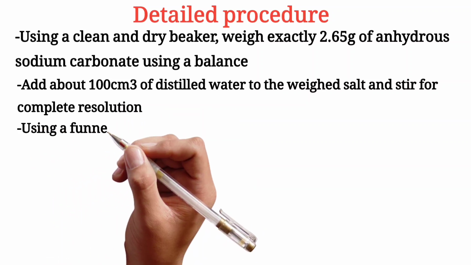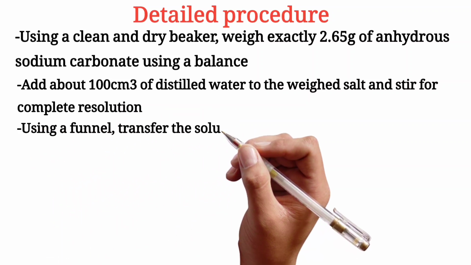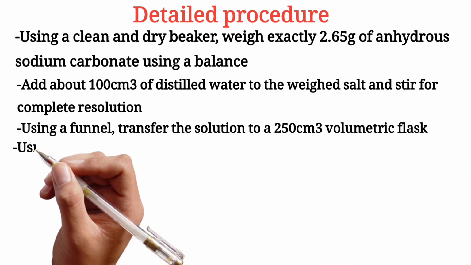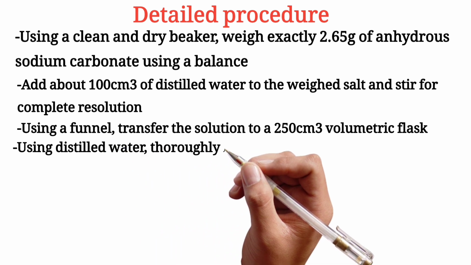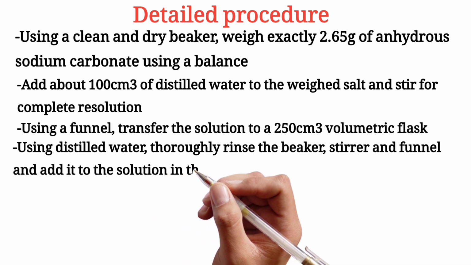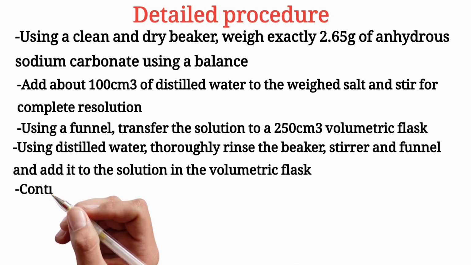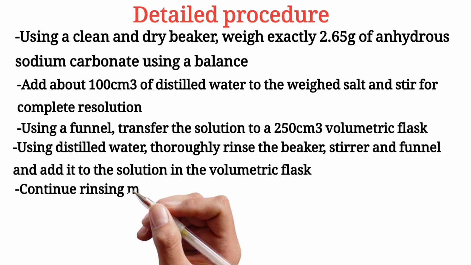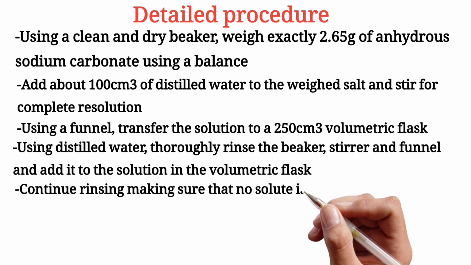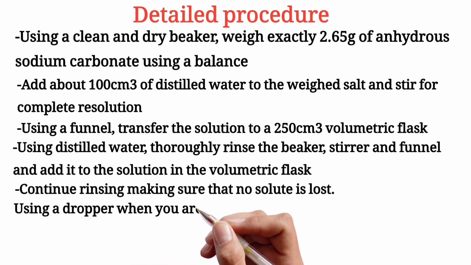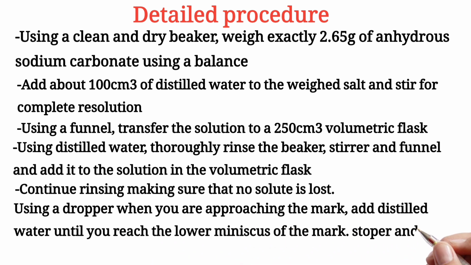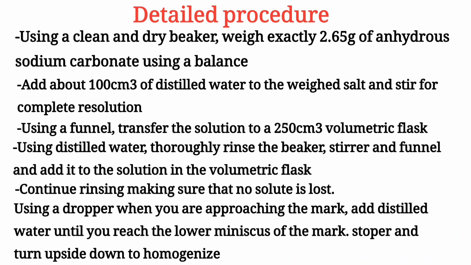Next, we are going to be adding 100 cm cube of distilled water into the weighed mass. The weighed mass is in the beaker, so we add 100 cm cube of distilled water to dissolve the mass. Using a funnel, we are going to transfer the solution into a 250 cm cube volumetric flask. We are using a funnel to avoid spillage so that some of the solution doesn't drop out, because we need every bit of it. Using distilled water, we are going to rinse our equipment, our stirrer, our beaker, and our funnel thoroughly, and we're going to add the solution into the volumetric flask.